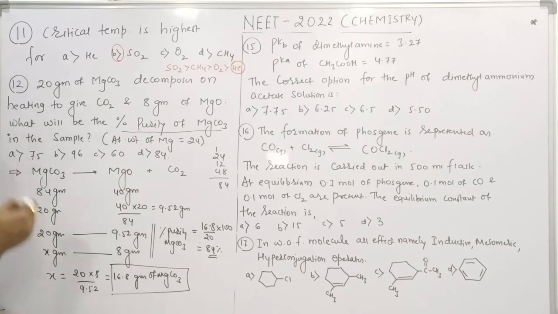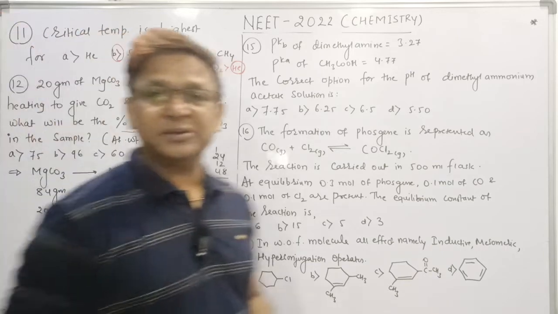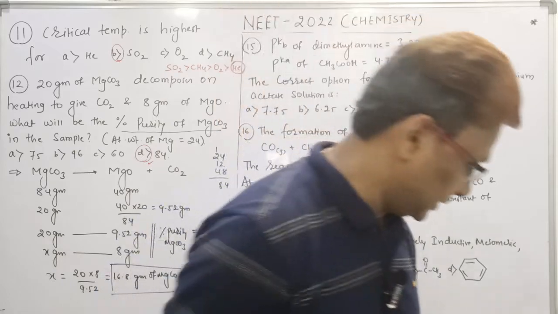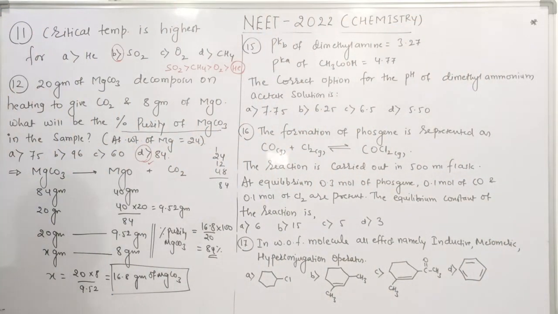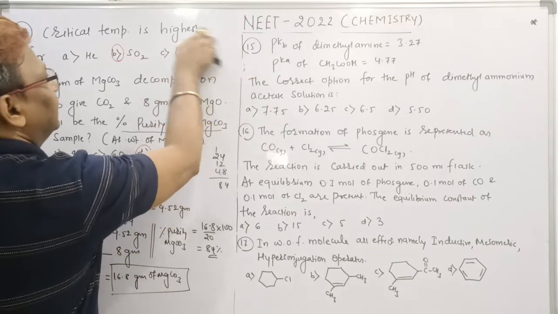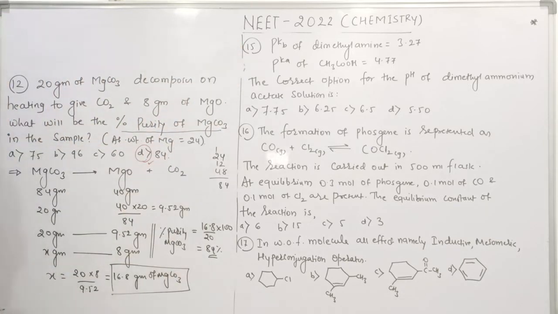Find it in the options. We have option D, that is 84%. Right? Yes, that is 84%. Now come to question number 15. For question number 15 also, I require some space. I will take out this question now and see question number 15.